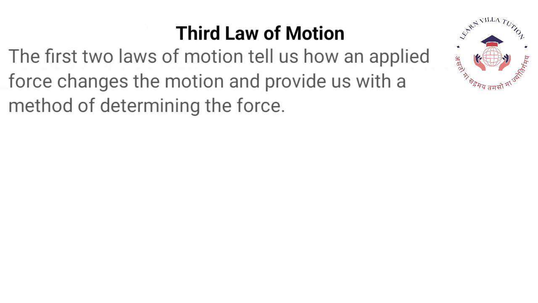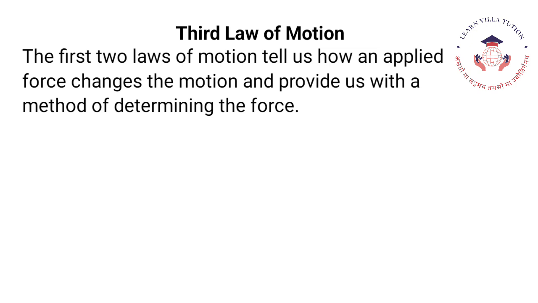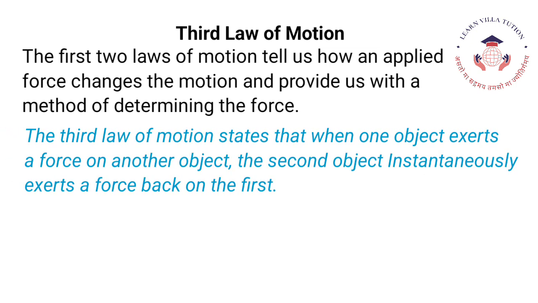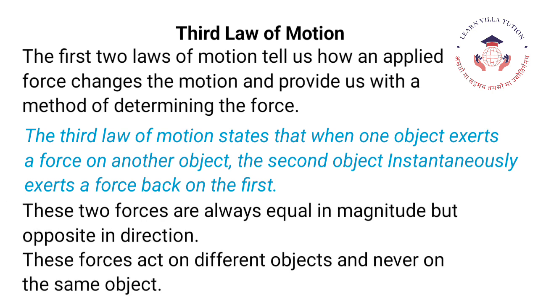Third law of motion. The first two laws of motion tell us how an applied force changes the motion and provide us with a method of determining the force. The third law of motion states that when one object exerts a force on another object, the second object instantaneously exerts a force back on the first. These two forces are always equal in magnitude but opposite in direction. These forces act on different objects and never on the same object.